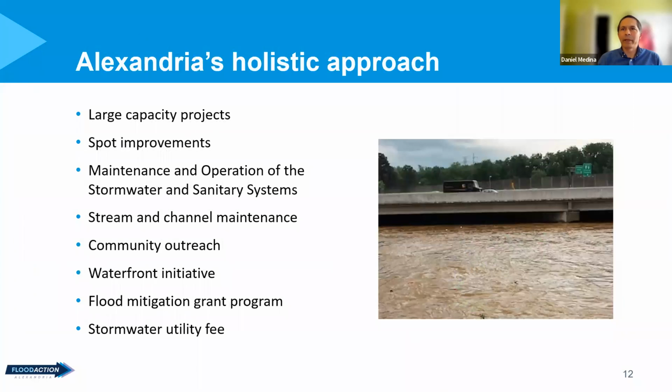Another component of our program is the stream and channel maintenance. That basically is to keep the conveyance capacity of the streams, which sometimes gets diminished because of sediment and debris and things like that. For example, in the image you see here, imagine a stream clogged by trees that have been dragged by a flood up against this bridge. So we take care of those problems.